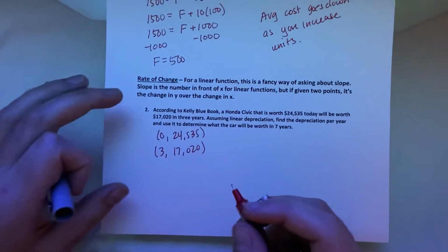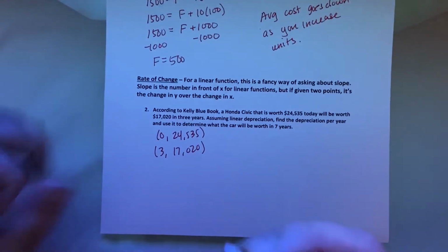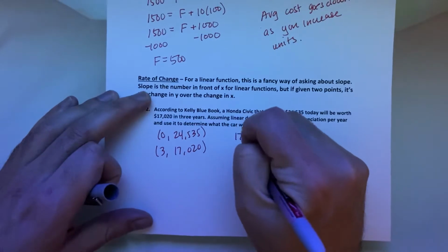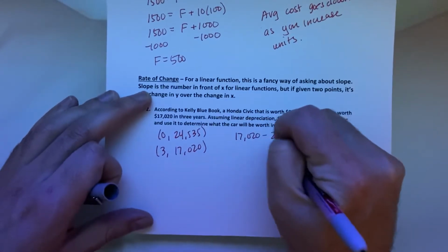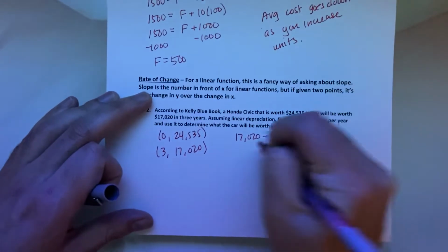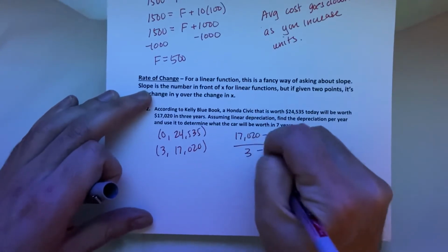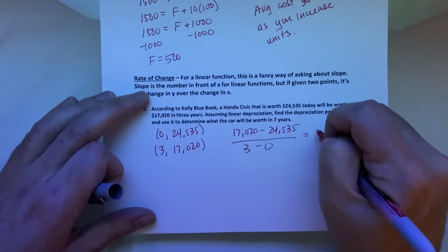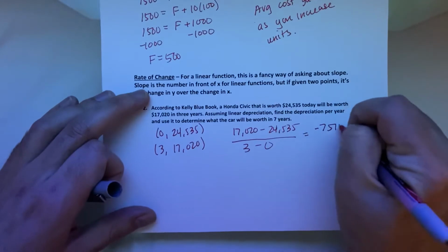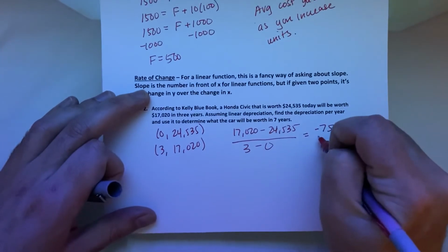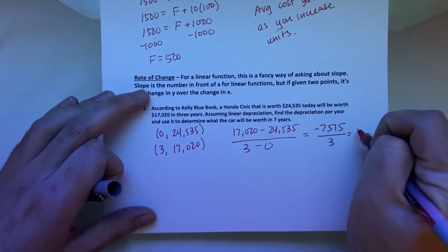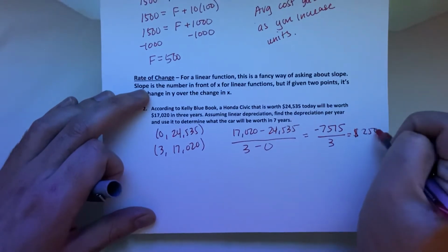Let's find slope, y2 minus y1 over x2 minus x1, so 17,020 minus 24,535 over 3 minus 0. That is negative 7,515 over 3, or negative 2,505.